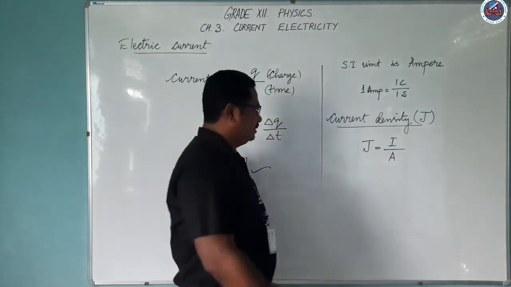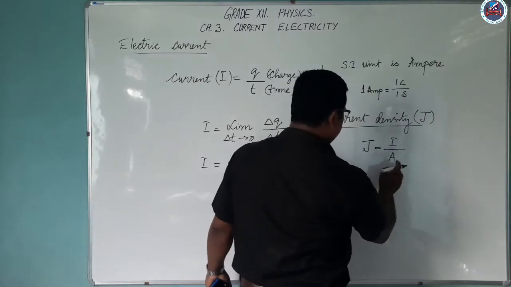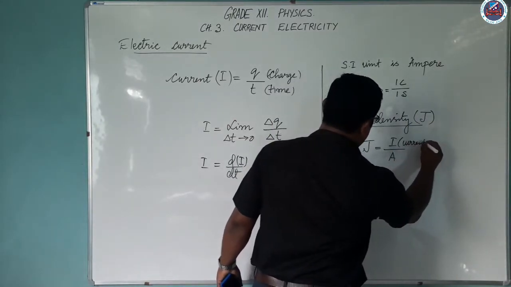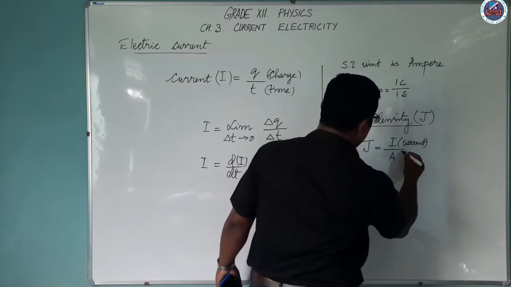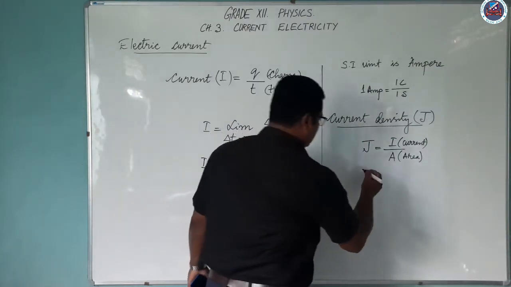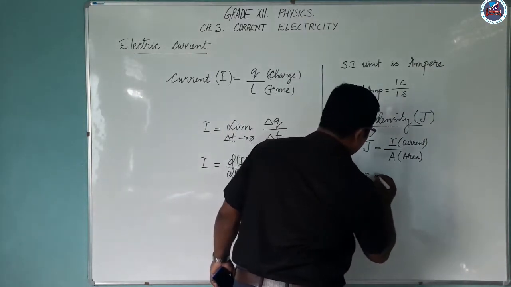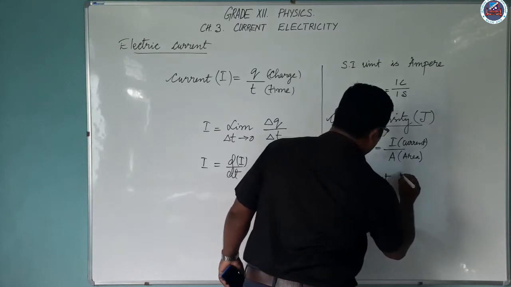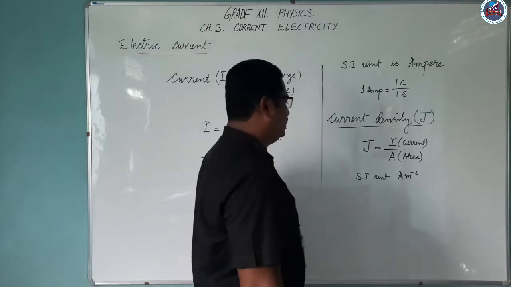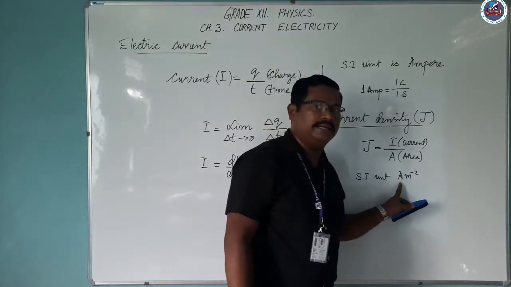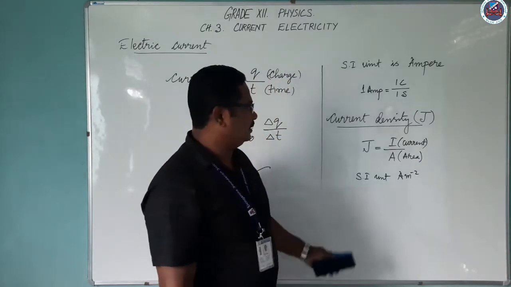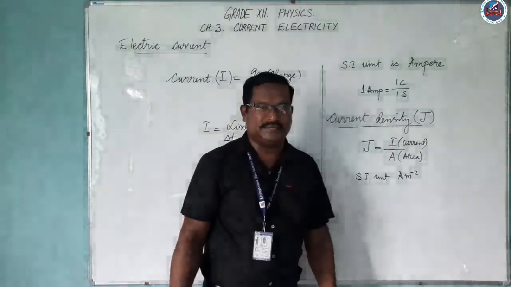Its unit is ampere per meter square. This I here indicates current, and A here indicates area. So the unit will be ampere per meter square. In short, you can write it as capital A, that will indicate ampere, and per meter square. That is about your current density.